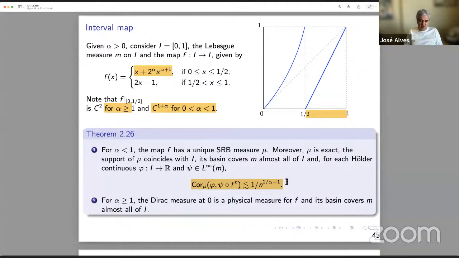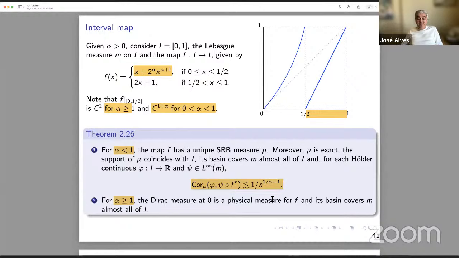And an interesting conclusion is for alpha greater or equal to one. This duality, alpha smaller than one, alpha greater or equal to one, can be interpreted qualitatively in the following way. Alpha greater or equal to one means the tangency here at the point zero is very big, the graph is tangent to the diagonal. If alpha is smaller than one, the graph is tangent, but the tangency is not so strong. That's the qualitative difference of these two alphas. And so if the tangency of the graph to the diagonal is strong, then the Dirac measure at the point zero is the physical measure, and its basin covers almost all points in the interval.